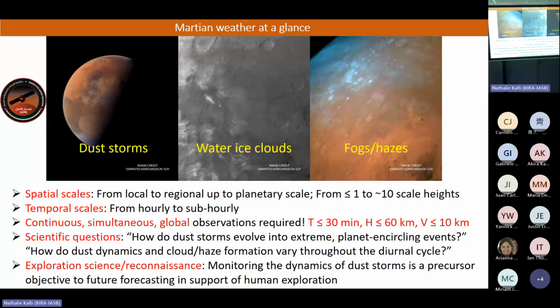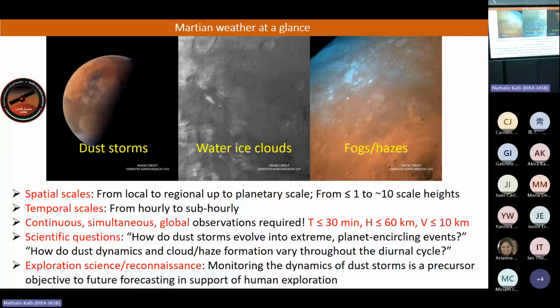At a glance, let's look at the scales of the phenomena we talk about on Mars. Martian weather is what we are interested in from the atmospheric point of view, because it's very dynamic and can be compared to Earth, but the scales are different. We have dust storms, but also other weather phenomena like water ice clouds, fogs, and hazes on the surface. Spatial scales are mainly from local to regional, but can go up to the planetary scale for certain types of dust storms.